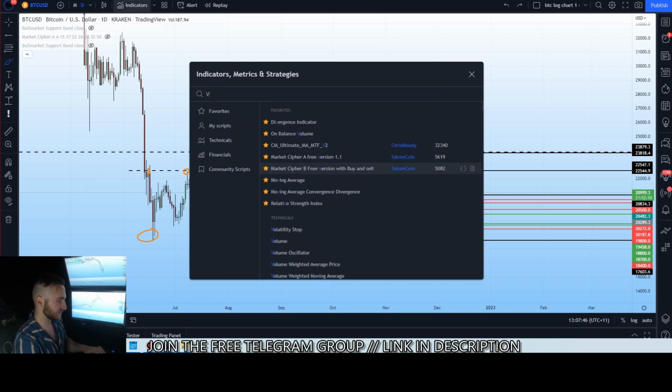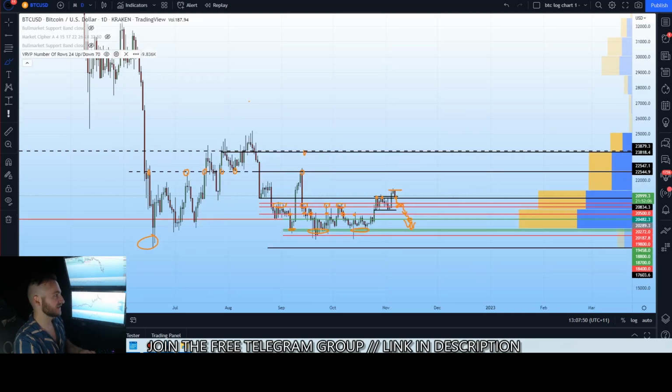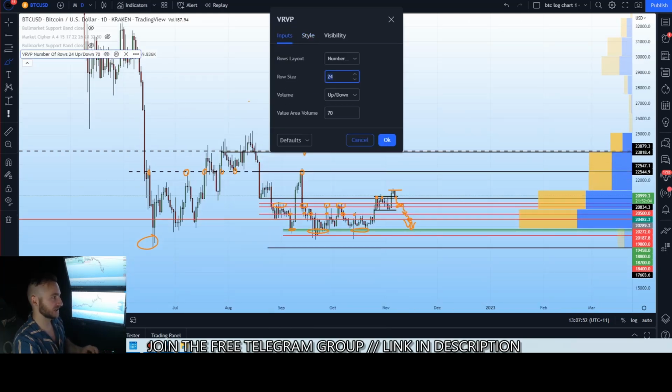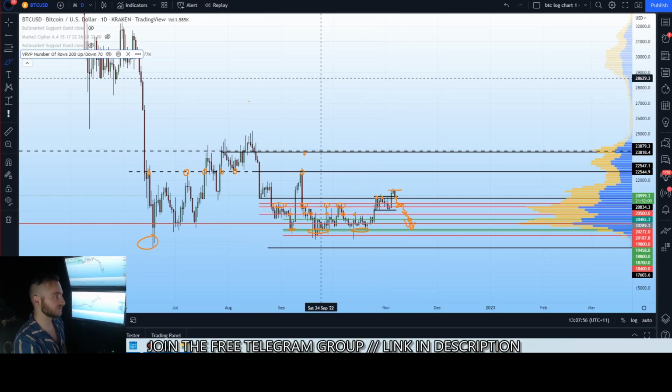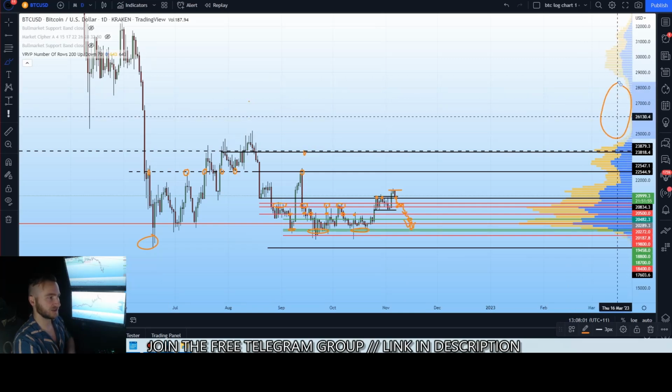If we go ahead and bring up the VRVP, the visible range volume profile, and we just adjust it to about 200 on a row size, just so we get a more zoomed in view of it, we can see something really interesting. And that is historical trading volume within this range is incredibly low.